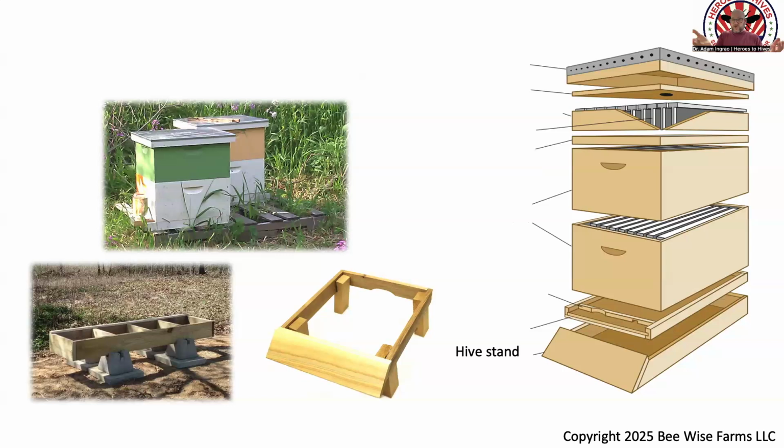Say you have larger predators like raccoons or skunks. Maybe you need to get the hive stand a little higher than, say, 8 inches off the ground. These are things that you can alter as you get to know your area and the pests and predators that you're dealing with in your area. But that's a hive stand.